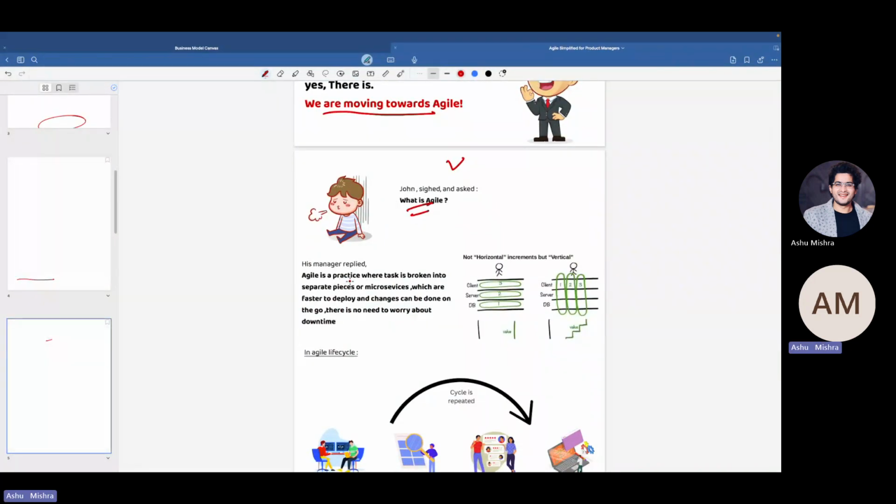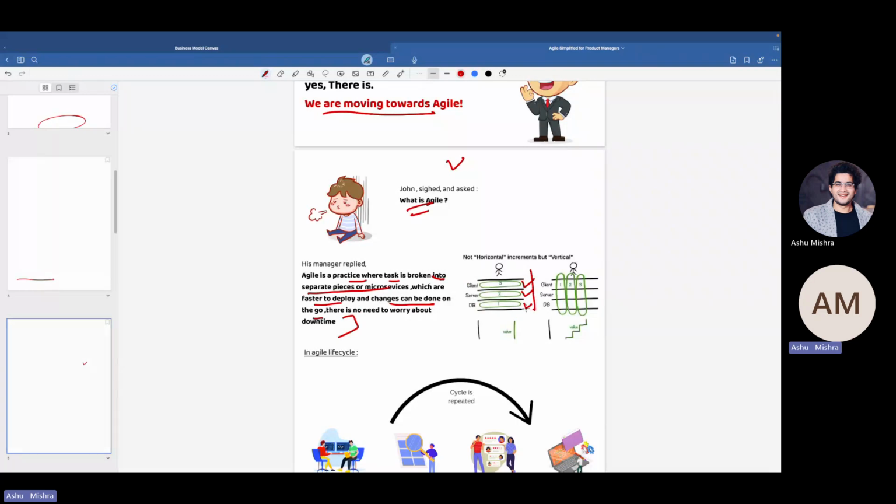So, agile is a practice where a task is broken into separate pieces of microservices, which are faster to deploy and changes can be done on the go. So, there is no need to worry about downtime, right? If you see this diagram, guys, the database is first prepared, then the servers are prepared, and then the client is onboarded.